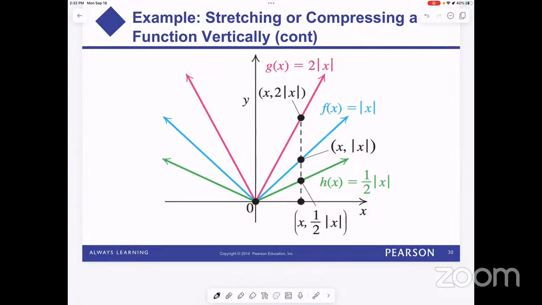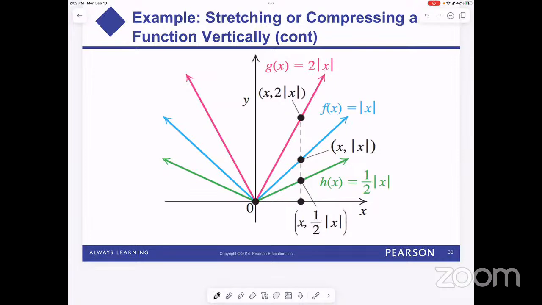I'm not sure if you all are aware of taffy, the old candy, but imagine this image was drawn on taffy, and we took that taffy and stretched it vertically. It would get more tall and skinny, right? So multiplying the outside of our basic function, we call that a vertical stretch by a factor of 2. The x values stay the same, but the y values in that case get multiplied by 2.